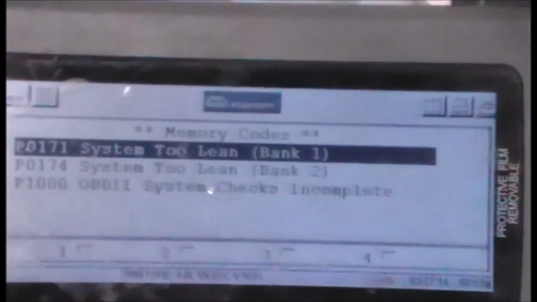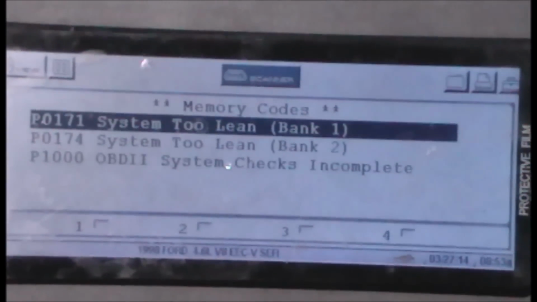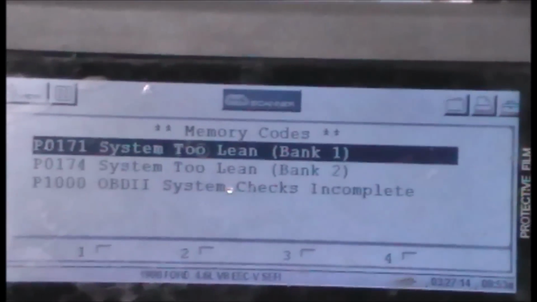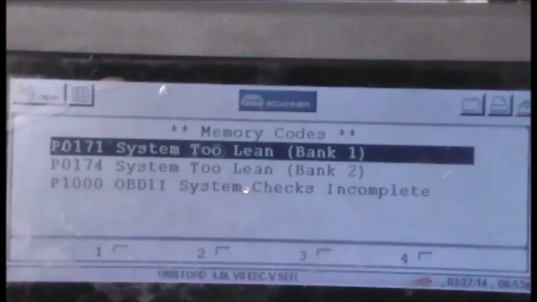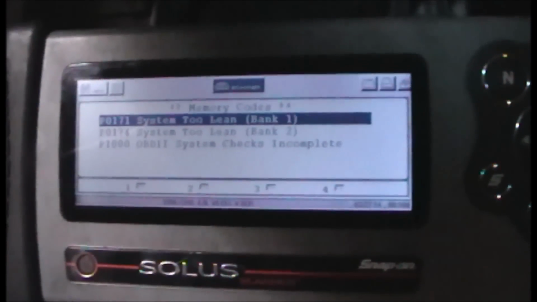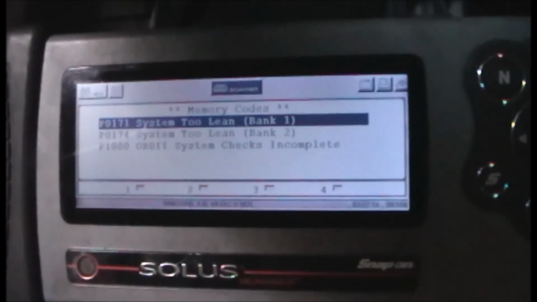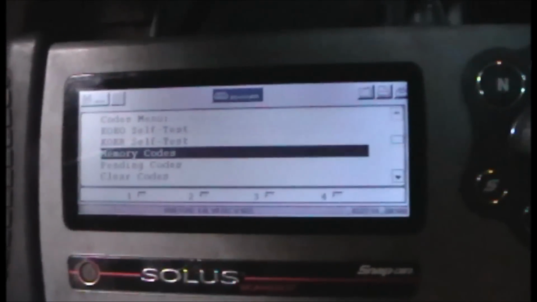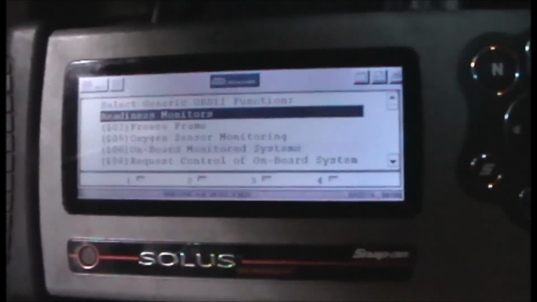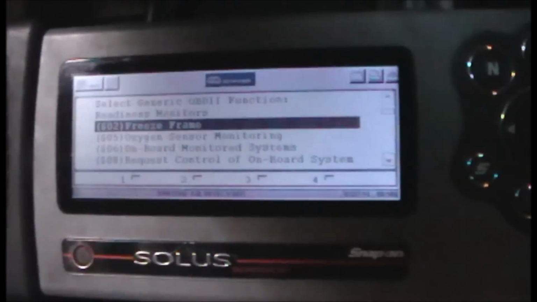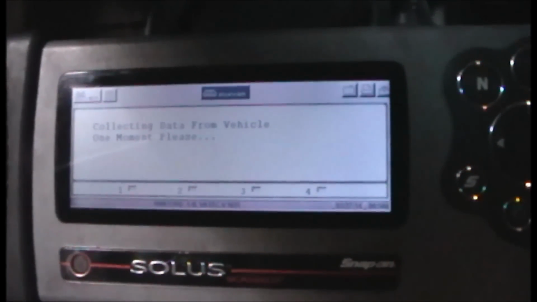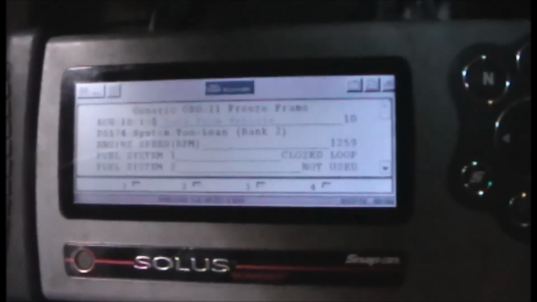So if you go in generically, that 1000 won't even show up. So I'm going to chase the system lean. There's a couple things on the scanner I checked before I even opened the hood, and the first one is actually just the freeze frame data. You want to see under what condition it's setting the lean codes.